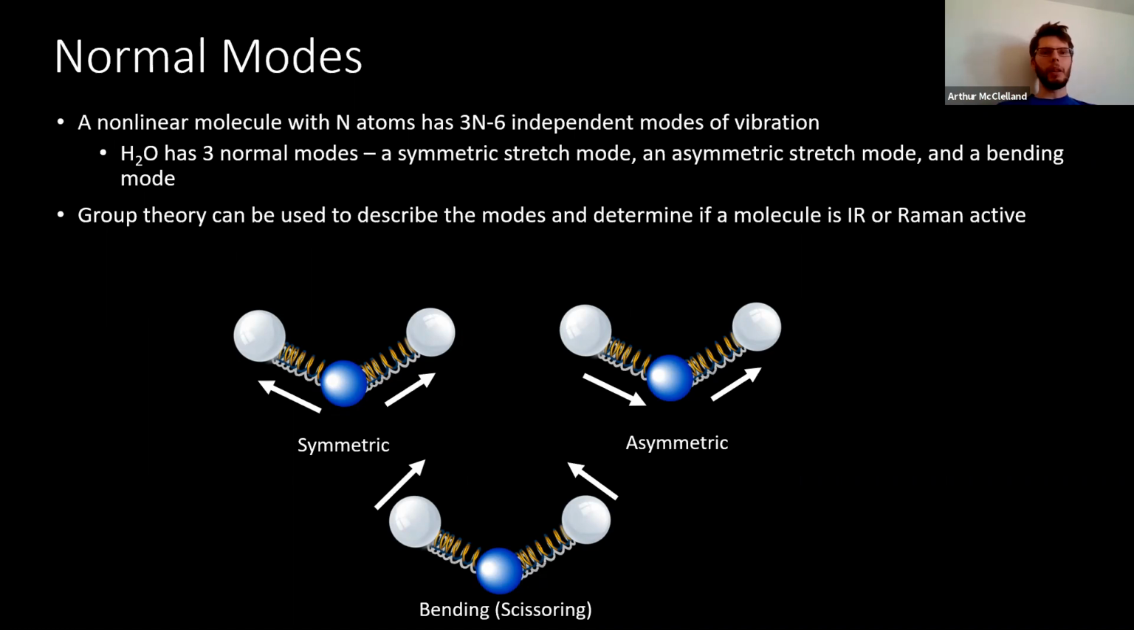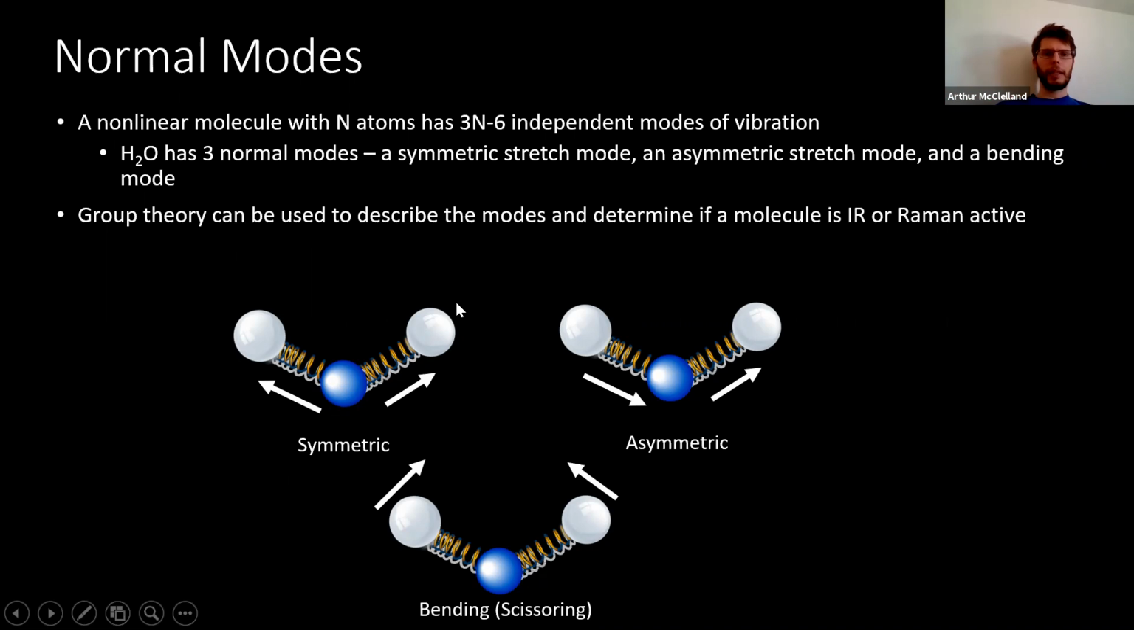A nonlinear molecule with n atoms has 3n minus 6 independent modes of vibration. You lose 6 degrees of freedom because of the 3 degrees of translation and 3 degrees of rotation, and those don't change anything about the system. So we throw away the translation and the rotation, and then we have 3n minus 6 modes of vibration. Water has 3 normal modes because 3 times 3 is 9, minus 6 is 3. And they're referred to as the symmetric stretch mode, the asymmetric stretch mode, and the bending mode.